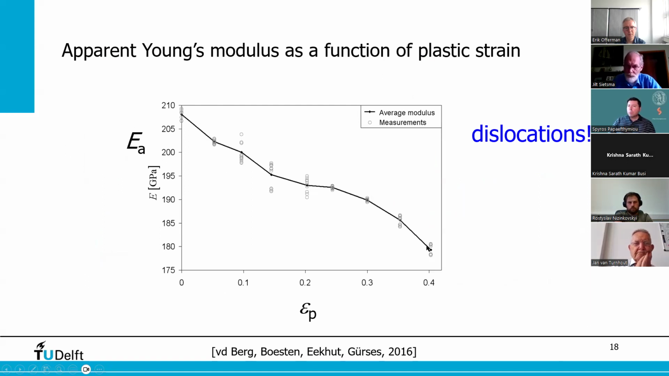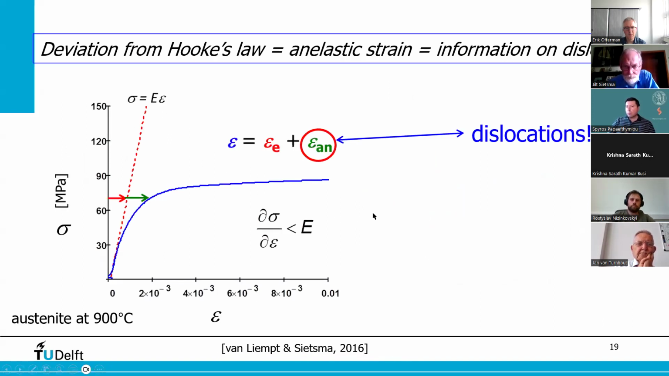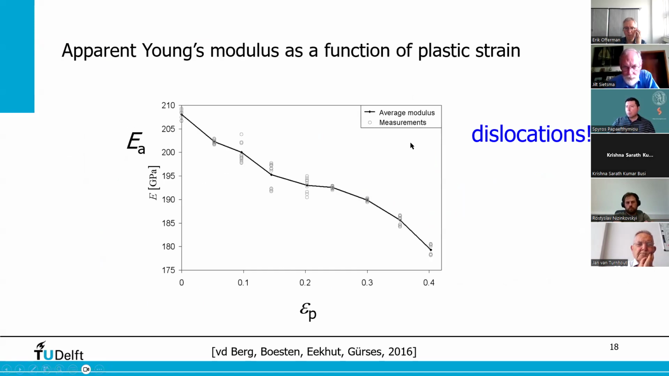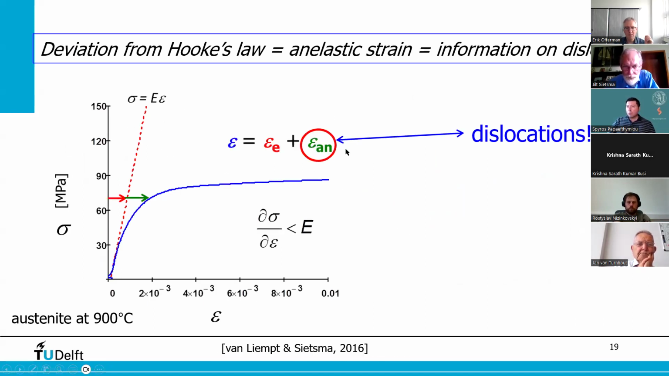So you first make a plastic strain, then you do a tensile test, and you see that the more plastic strain, so the higher the dislocation density, the lower this apparent Young's modulus. This is a fairly direct indication that the apparent Young's modulus being lower than the real Young's modulus is due to the fact that there are dislocations in the material. The question is, of course, how? That's the link you can make from this: this anelastic strain must be linked to dislocations somehow.